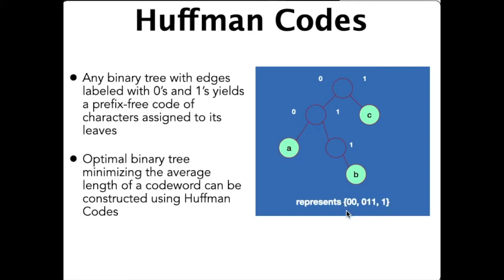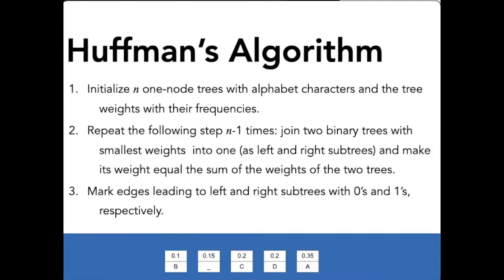So the goal of the coding problem and the greedy algorithm for the coding problem is to produce the optimal binary tree that minimizes the average length of a code word that can be constructed using the Huffman code. So our objective function here is the average length of a code word. Later on, we can explain more about this objective function.